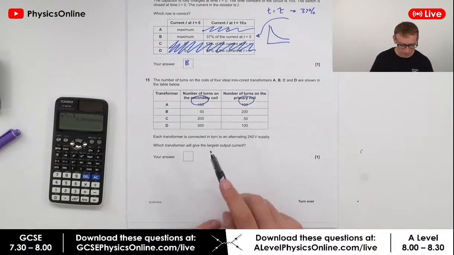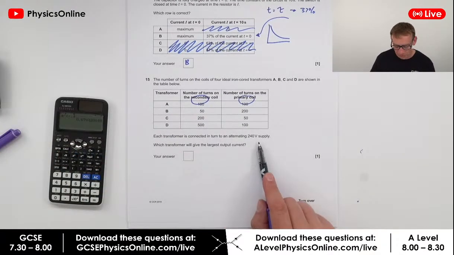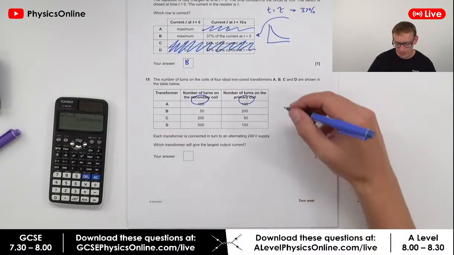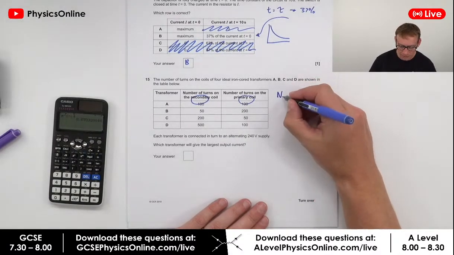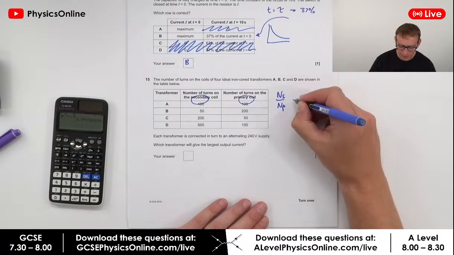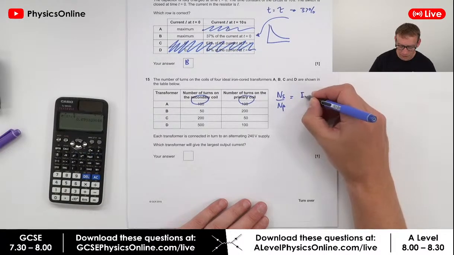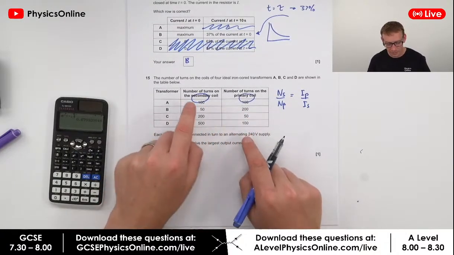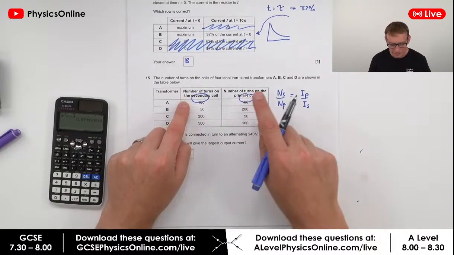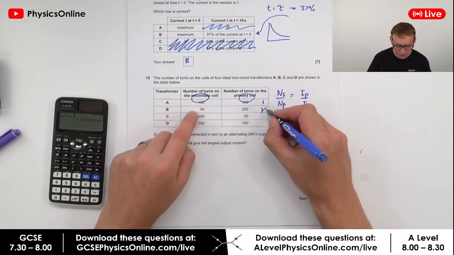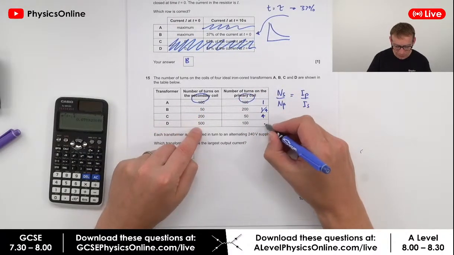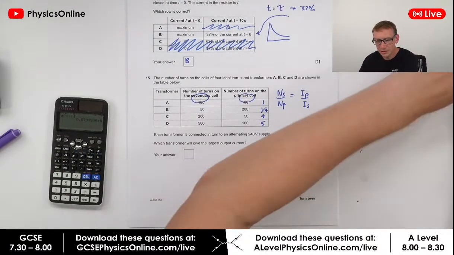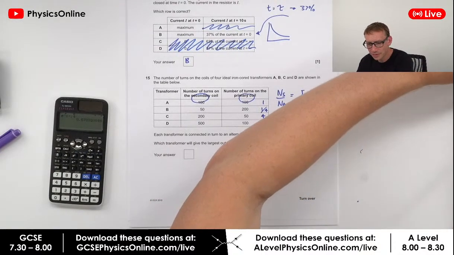Each transformer is connected in turn to an alternating 240 volt supply, which will give the largest output current. So basically, if we look at the turns ratio, NS over NP, that's going to be equal to IP over IS. Okay, so if we look at the ratio of this to that, that's going to be basically 1 to 1. That's going to be a quarter. That's going to be 4, and that's going to be 5. Okay, so which of those is the ratio that we're talking about?